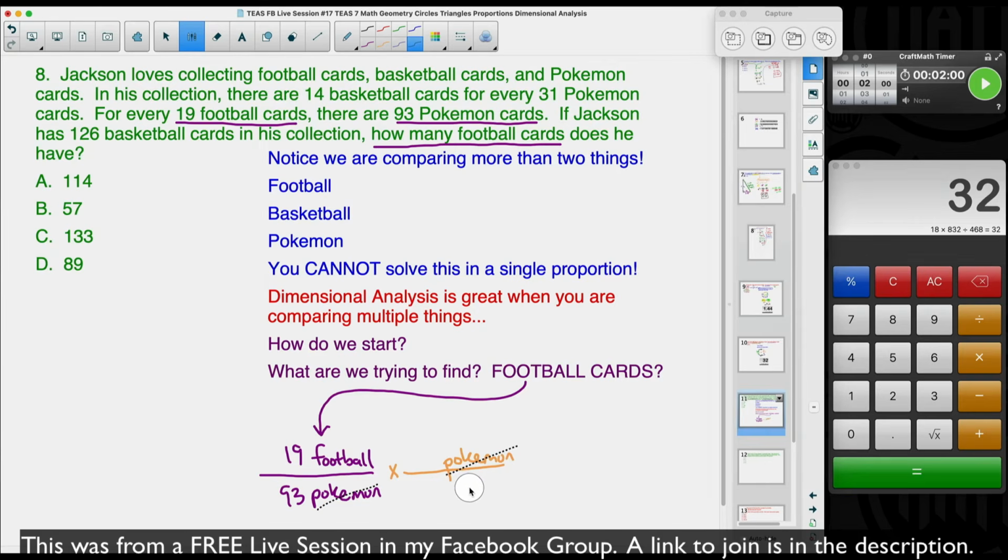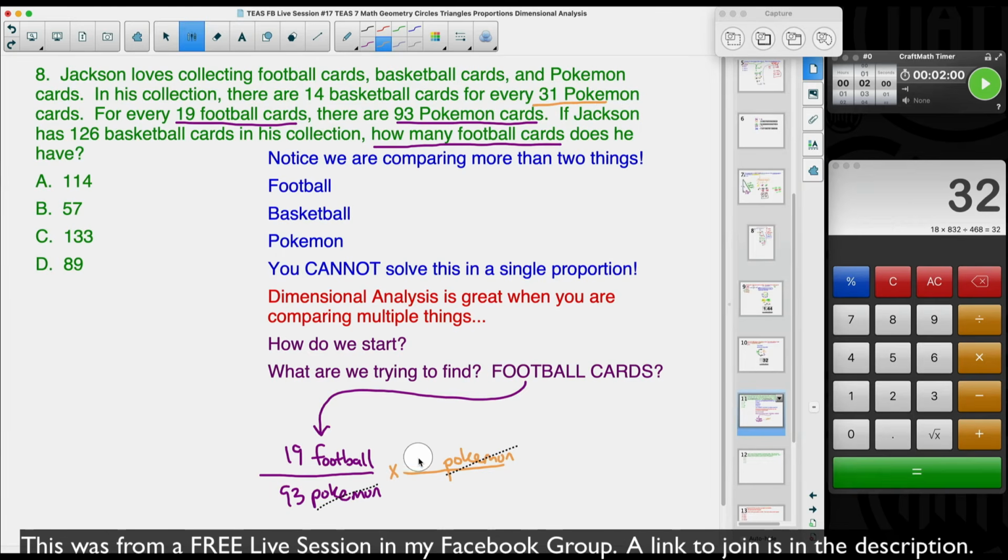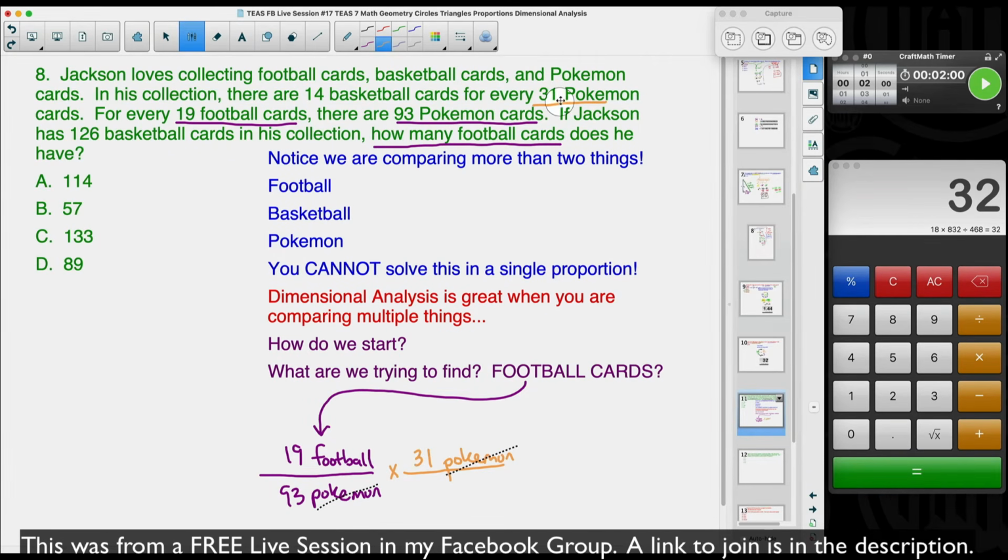Well, we're putting Pokemon up there, but we got to find some information about Pokemon. Now, we don't want to use the 93 again. We've already used that. But we do have these 31 Pokemon cards. I'm going to put a 31. And what are those 31 Pokemon cards getting compared to? 14 basketball cards. And this pattern continues on.